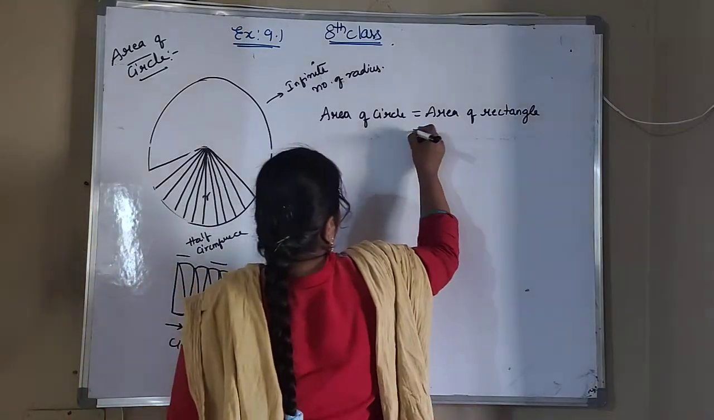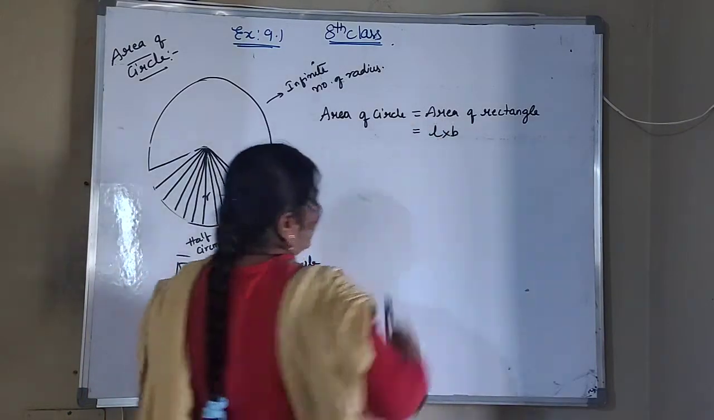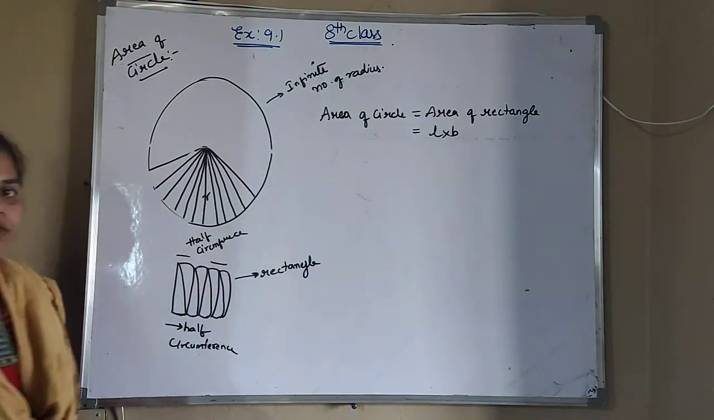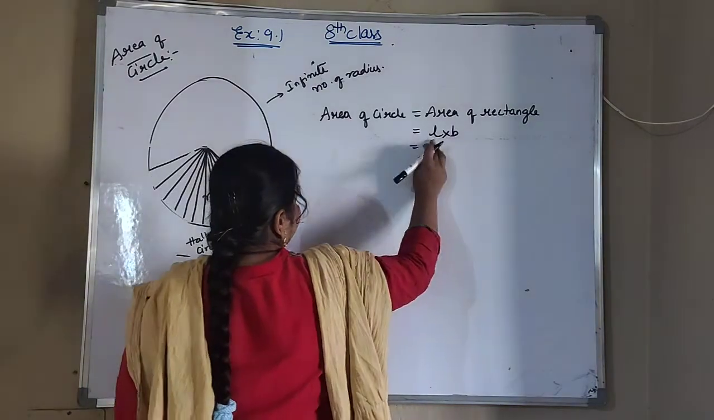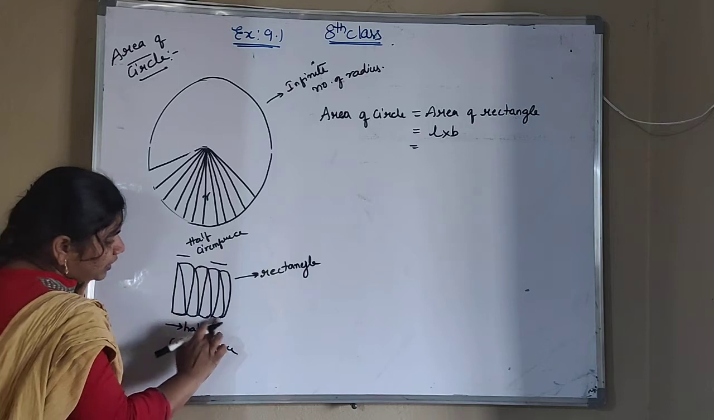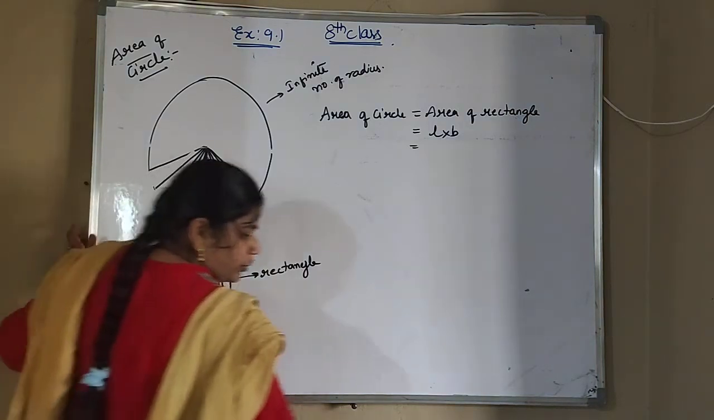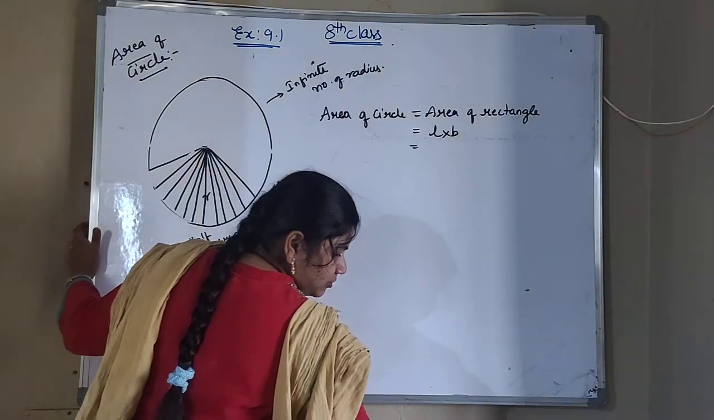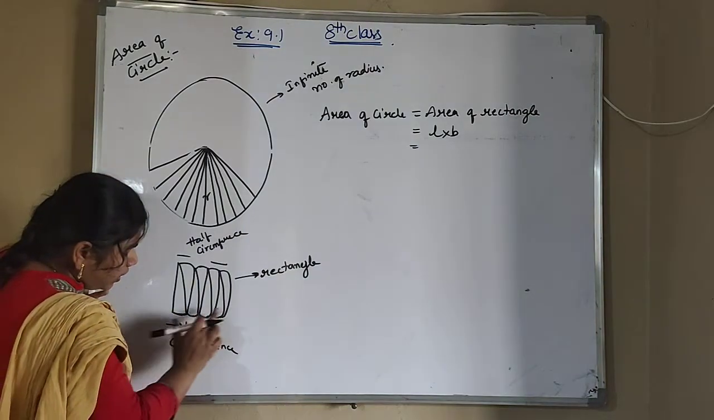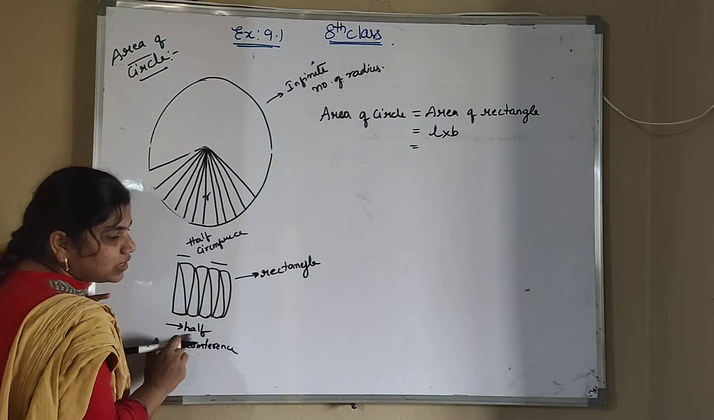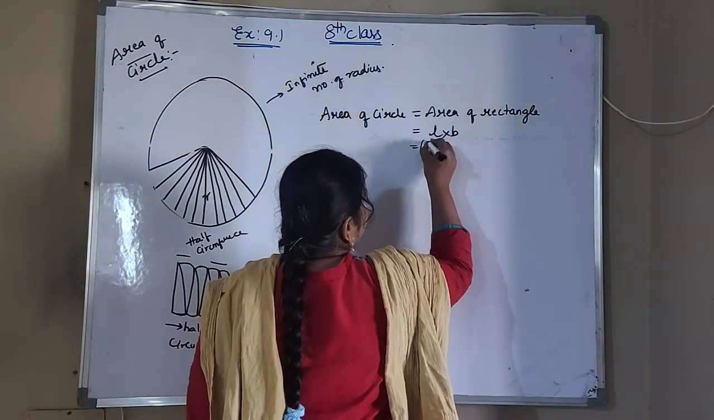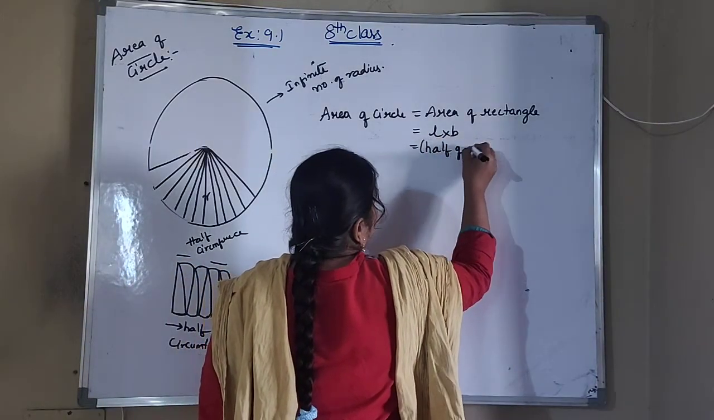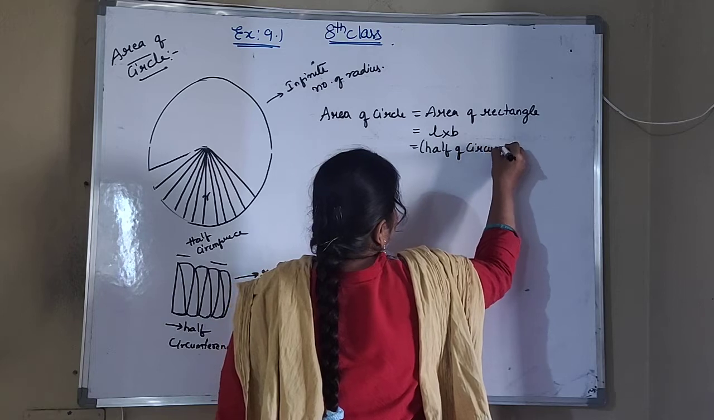So what is area of a rectangle formula? That is L into B. We know that area of a rectangle formula is L into B. Length is how much? What do you mean by length? Length is this part. What is this part? That is half of the circumference is length value. So what you will write? Length is equals to half of circumference.